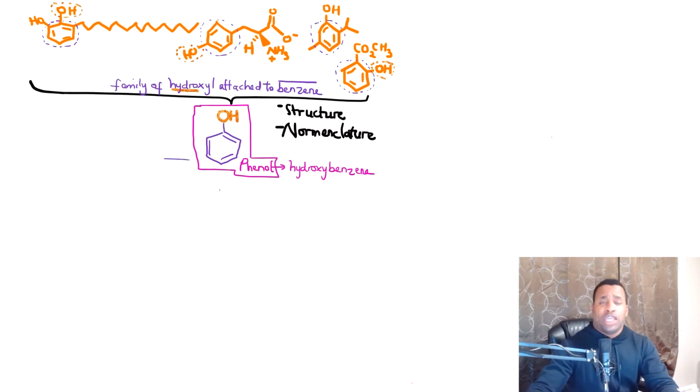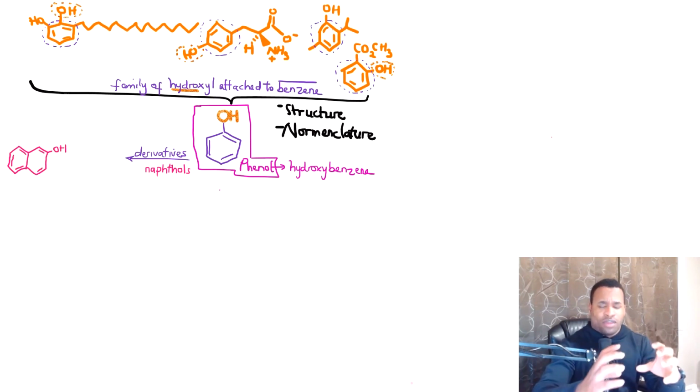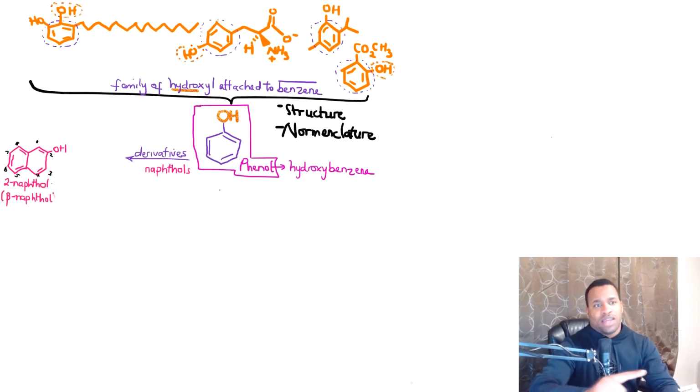Now we're going to see the derivatives of phenols, and one is called naphthol. Naphthol has two benzene rings fused together with a hydroxyl group attached to carbon 1, or in this case attached to carbon 2 within the ring. If the hydroxyl is attached to carbon 1, it is known as alpha-naphthol. However, if it is attached to carbon 2, it is beta-naphthol.